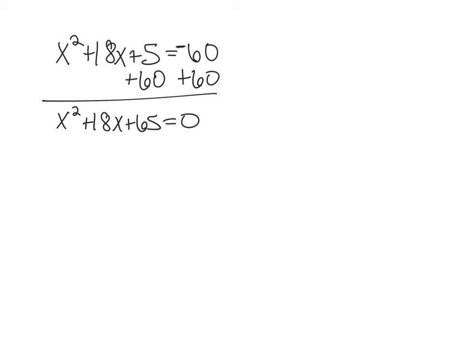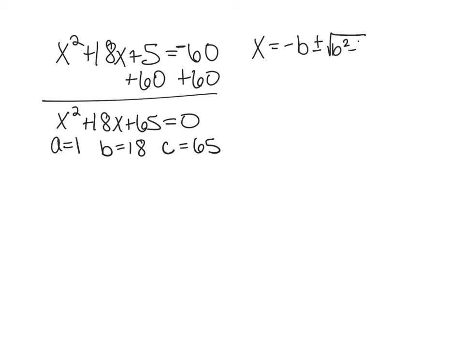And we identify our a, b, and c. Our a is the coefficient on x squared, so a is 1, and b is 18, and c is 65. So we don't have x's in there. Let's remember what the formula is. x equals negative b plus or minus the square root of b squared minus 4ac all over 2 times a.